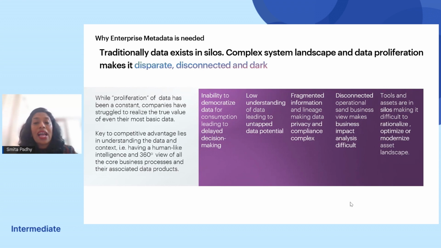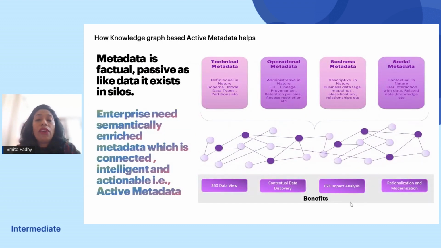Understanding data and context, that is, having a human-like intelligence and pulsating data, becomes key to gaining a competitive advantage. The journey begins by knowing your data and making it actionable. So, why do we need active data and how does knowledge graph help?